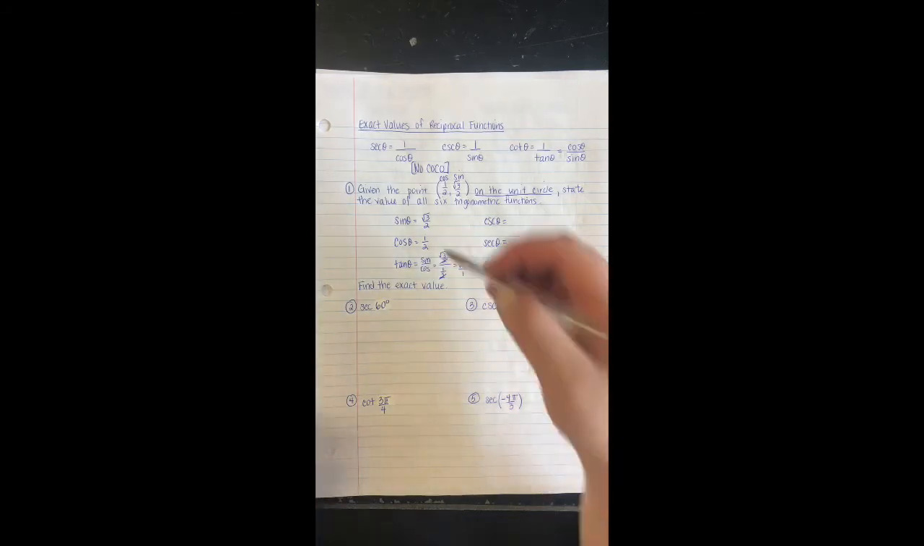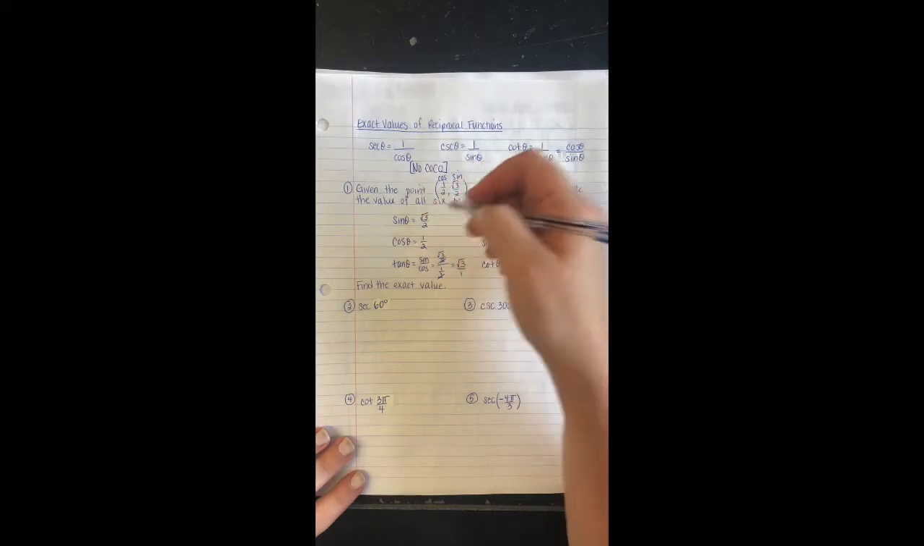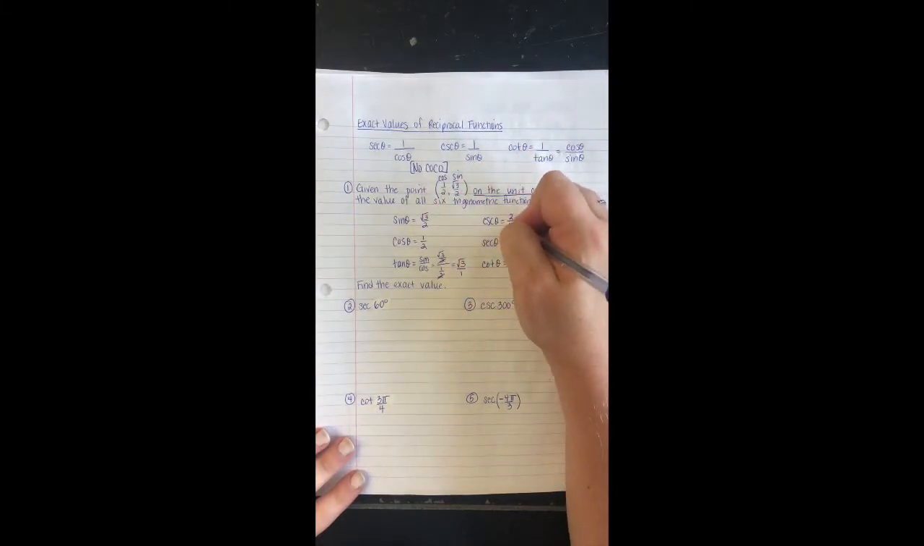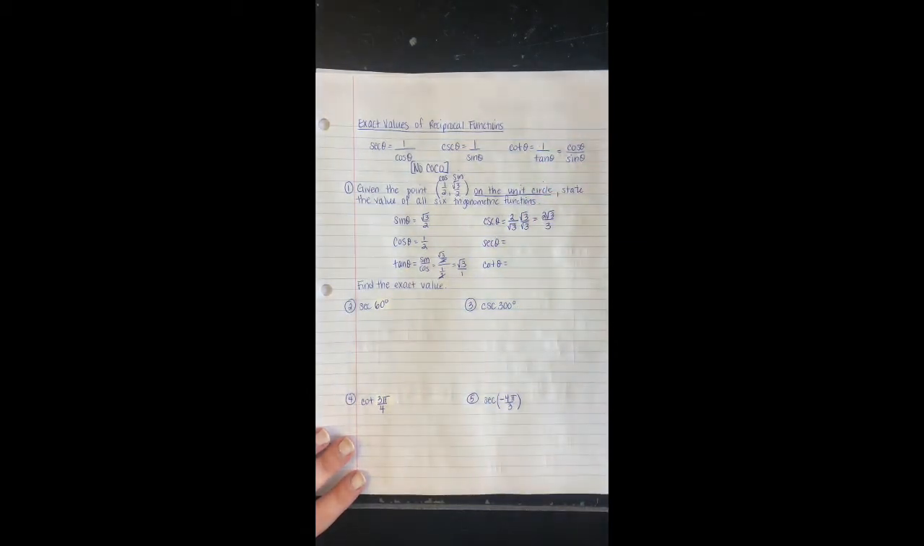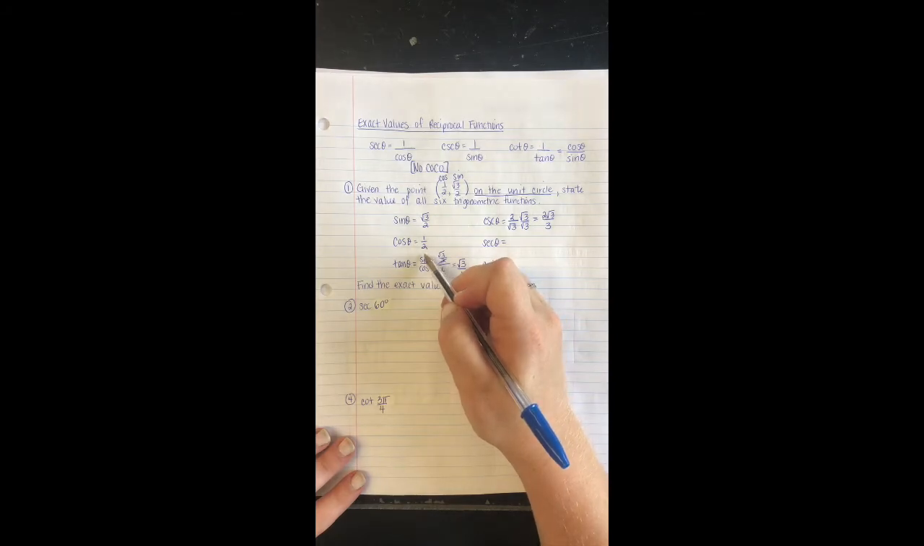Then I'm going to be taking the reciprocals of each of these functions. So I'm going to take this and flip it upside down. So 2 over radical 3. I can't leave it with a radical in the denominator. I have to rationalize it. Radical 3 over radical 3 gets multiplied to the top and the bottom, and this becomes 2 radical 3 over 3.